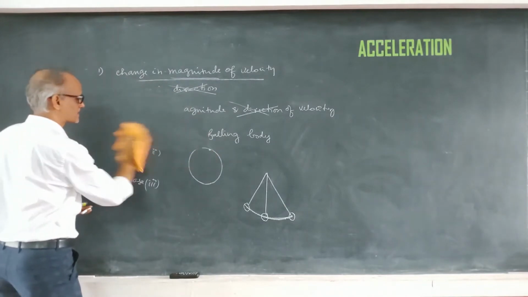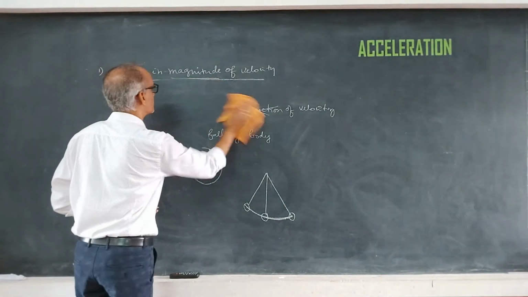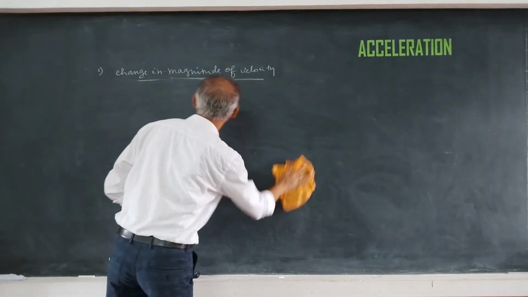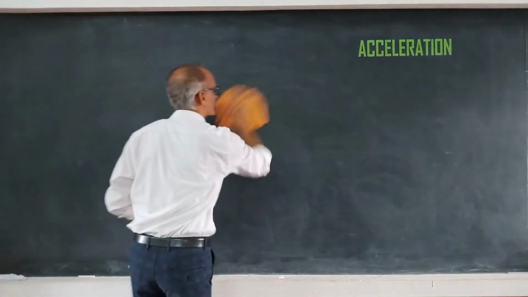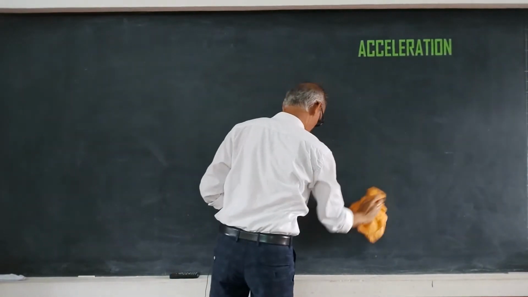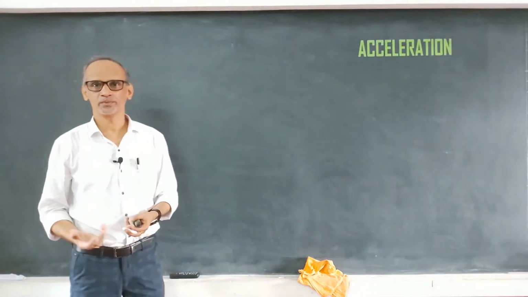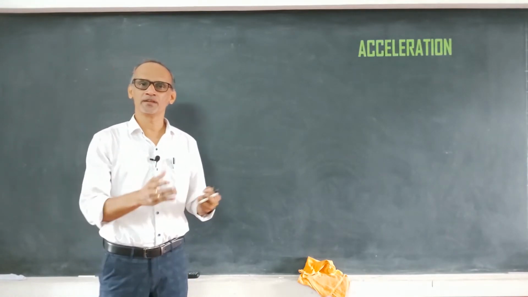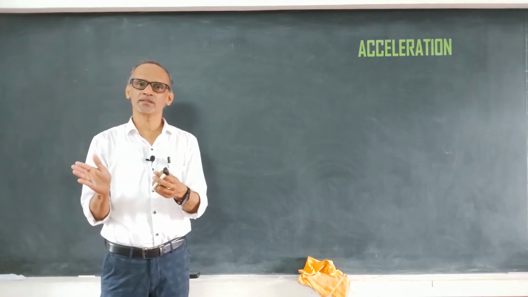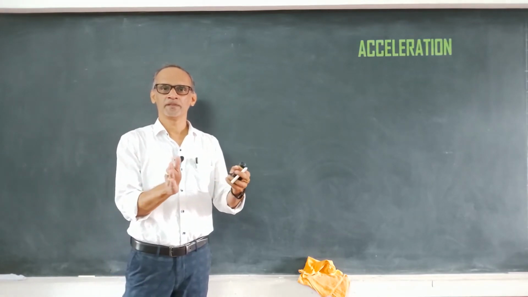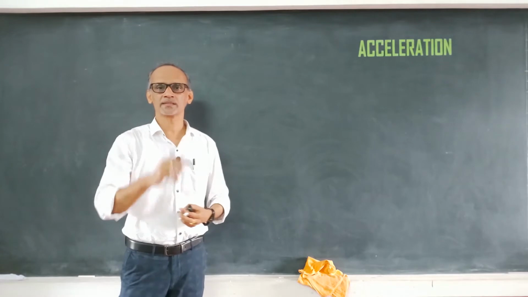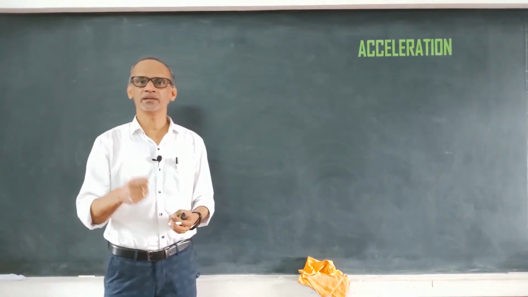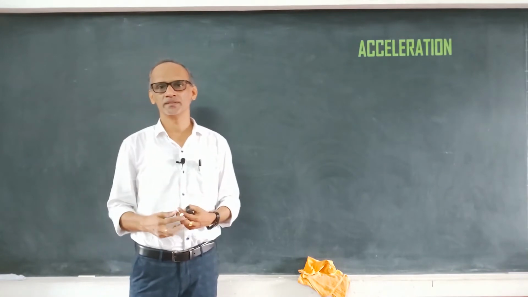So, how to measure the acceleration when there is a change in magnitude? What do you mean by change in magnitude? The velocity cannot be the same. It cannot be uniform velocity. Uniform velocity means that the velocity remains the same. When the velocity is uniform, the acceleration is 0. There is no acceleration, because we say that a body is accelerated when there is a change in velocity.